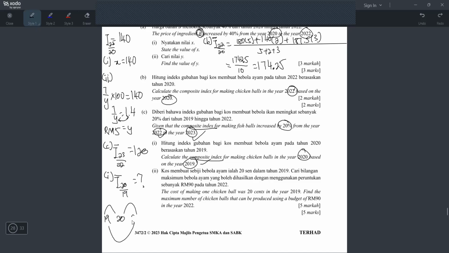Okay, let's try putting 2023. Wait, it doesn't make sense, right? Why got 4 years? 2020, 2019.